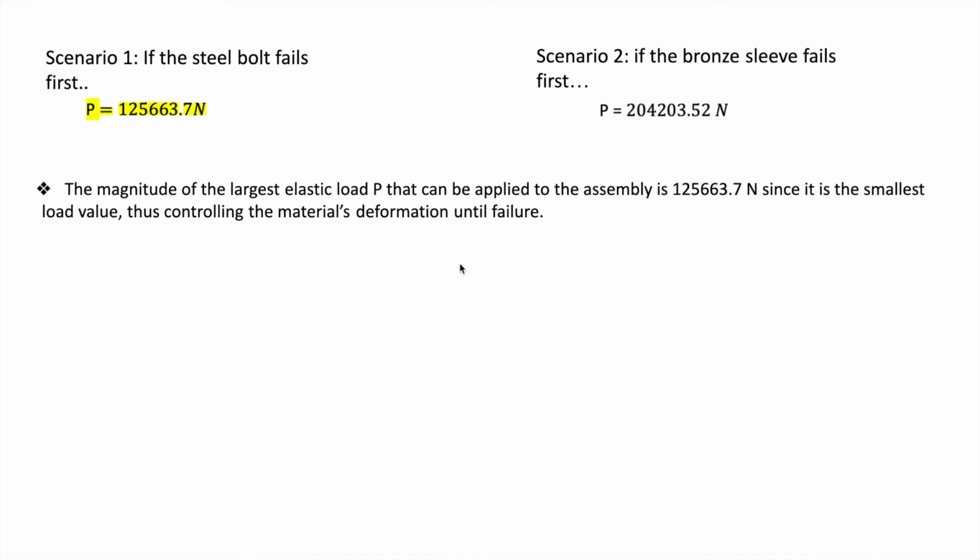And then it's pretty obvious to see that the bolt is going to fail first. So the force that causes failure to the bolt is our maximum force for P. So the final answer is 125,663.7 newtons.